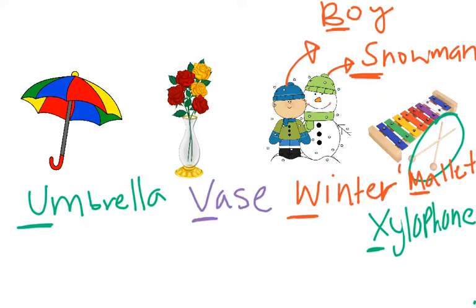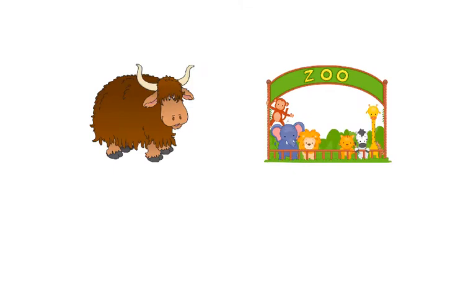Okay, so great. So we've covered up till X. Let me quickly recap the letters we've learned. So we've learned U, V, W, and X. So those are our letters. Now we're on our last two letters.